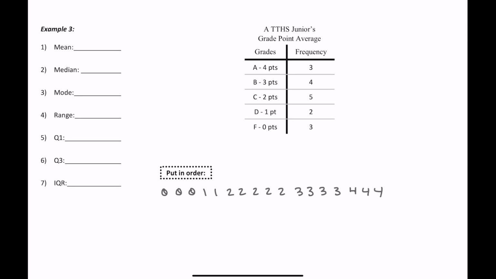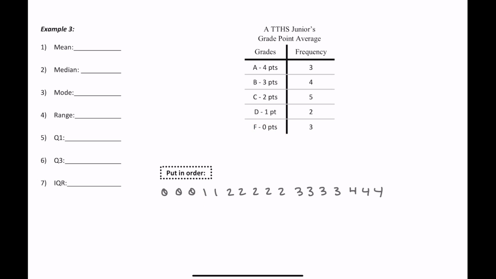Next up, example 3, we're talking about Tinley. Oh my, wrong school. We are talking about Thornton Township High School juniors' grade point average. So this junior got 3 A's, 4 B's, 5 C's, 2 D's, and 3 F's. But we're putting this in numerical order. And got to be cautious, right? See how F's are worth 0 points? So we're going to start with those F's.